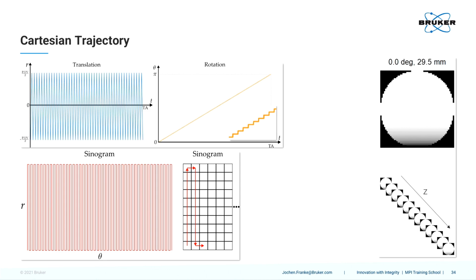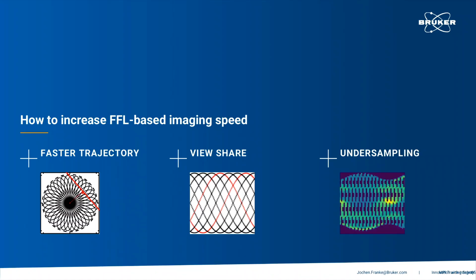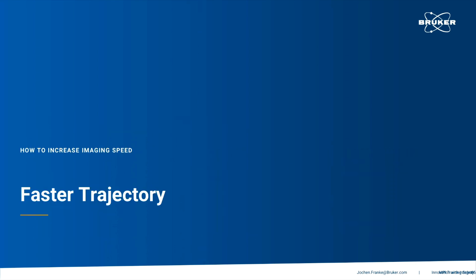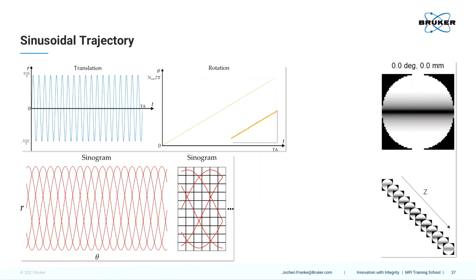So how to increase the field-free-line-based imaging speed? I have brought three options which we have. First of all, using faster trajectories. We can use few-shot and undersampling, and I will dive into each of them separately. So starting with the faster trajectories.